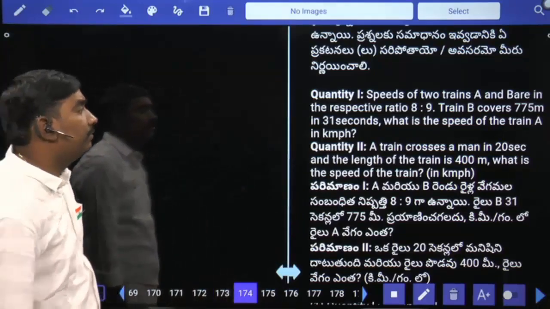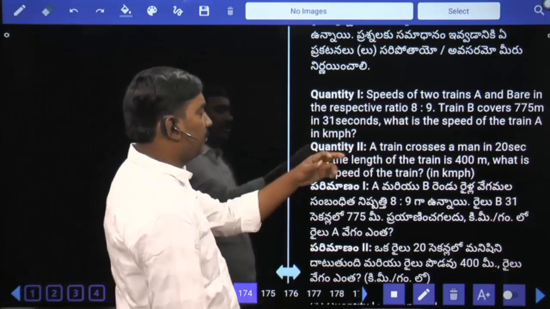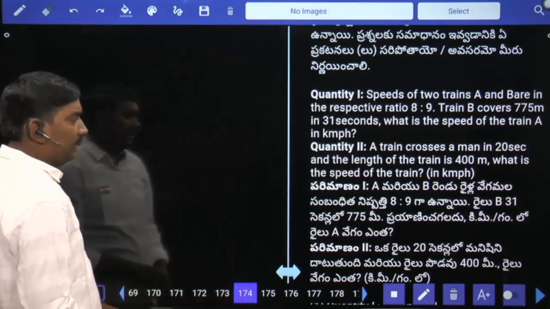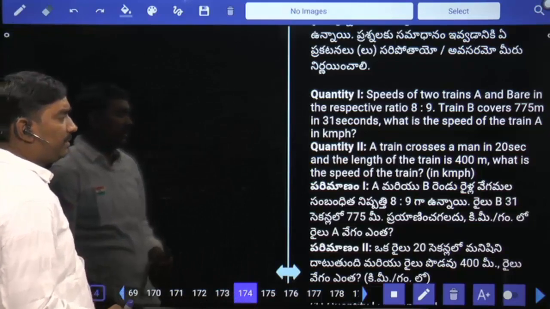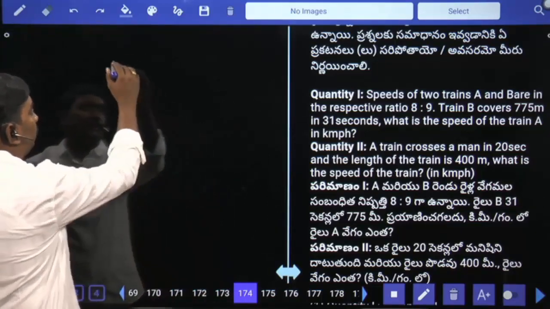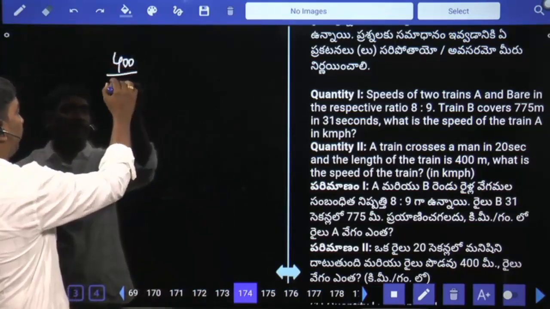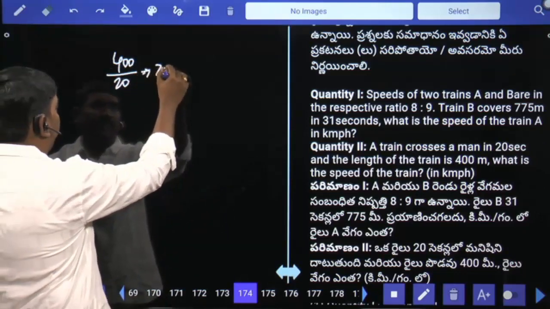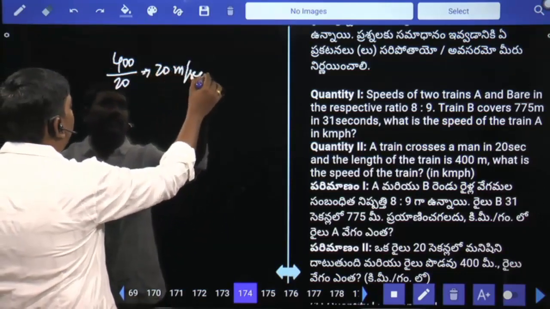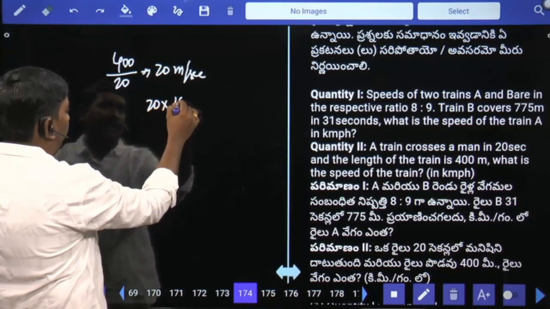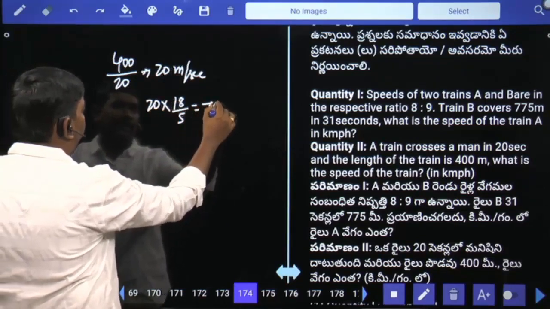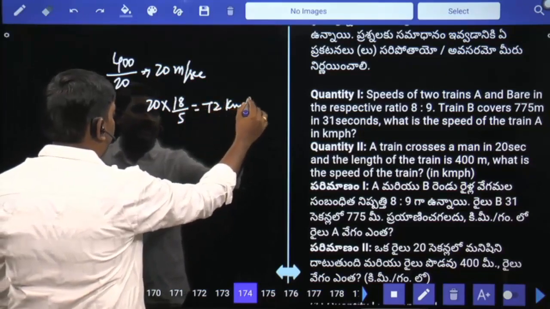Next, quantity 2. A train crosses a man in 20 seconds and the length of the train is 400 meters. What is the speed of the train? The train crosses 400 meters in 20 seconds, so 20 meters per second. In kilometers per hour, multiply by 18 by 5, which is 72 kilometers per hour. Quantity 1 is greater than quantity 2.